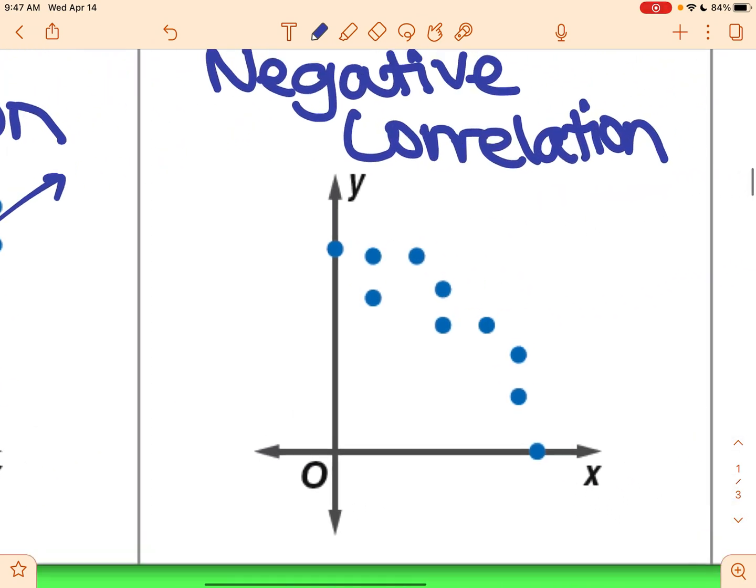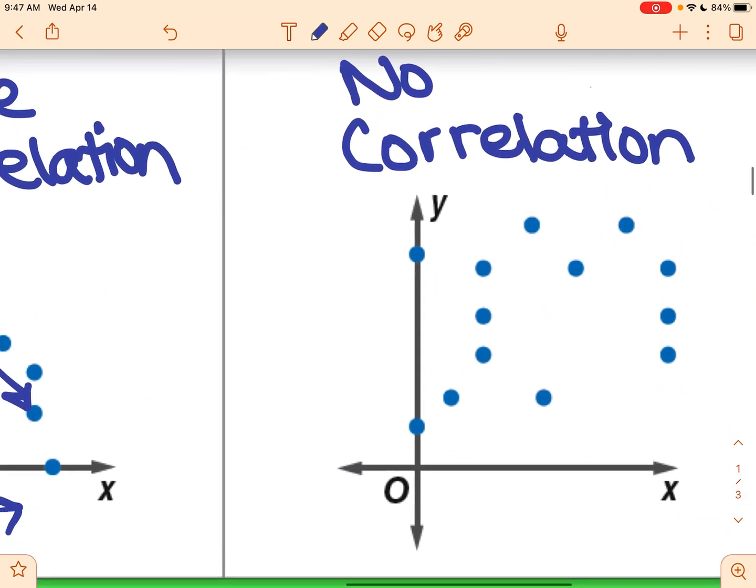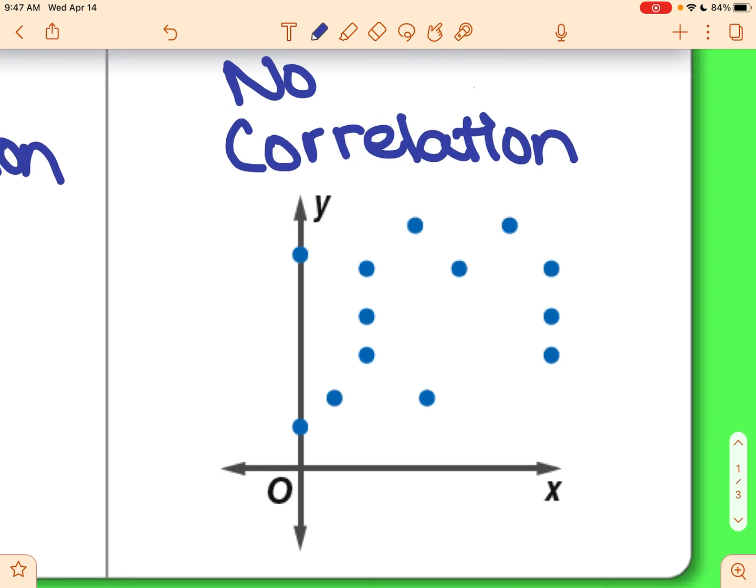Now let's move on to the next one. This time our dots are going down. So as our x values get bigger, our y values are going down. This is called negative correlation. And then the last one we have is when all your dots are kind of scattered. It doesn't look like they're moving up or moving down. So this is called no correlation. When your dots are just all over the place and it doesn't look like there's a trend happening, that is no correlation.